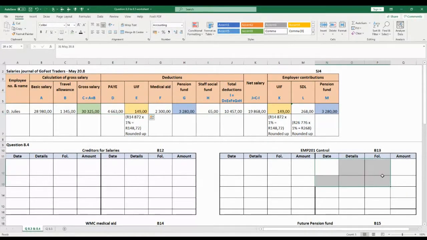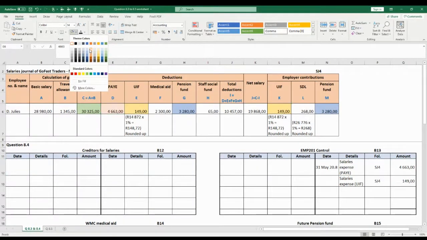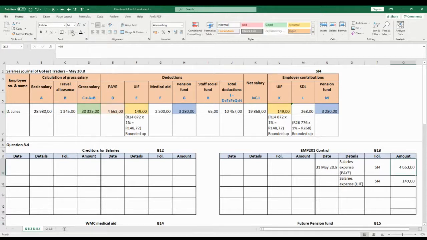So how we complete this is we include it in here. We say salaries, expenses, the 463. So let's just make this orange, light orange. So there it's light orange. So salary expenses, now we show it's an expense, but we show what type of expense. It is your pay as you earn. It is your SJ4, is your folio number, and it is exactly that same amount. Whereas the UIF amount, oh sorry, that is a yellow, would be the 149.